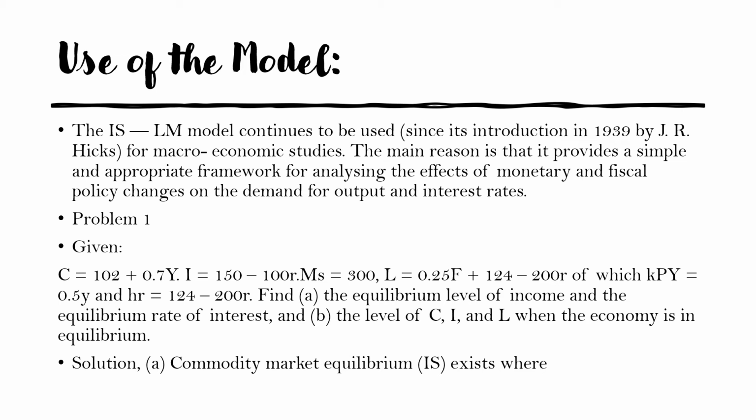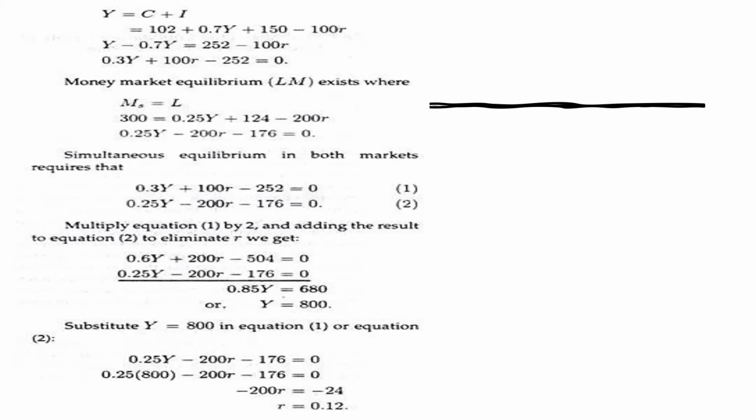Then you have to find out C, I and L where the economy is in equilibrium. First of all, you have to find the commodity market equilibrium, IS, where you know that Y is equal to C plus I, and from the given equations you substitute the values so that you will be getting 0.3 y plus 100 r minus 252 equals 0.